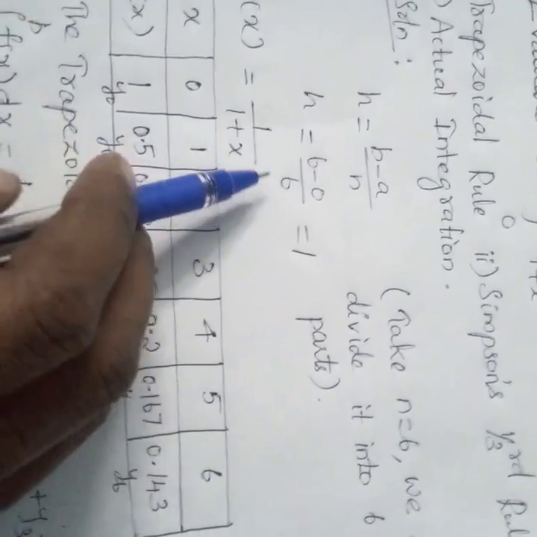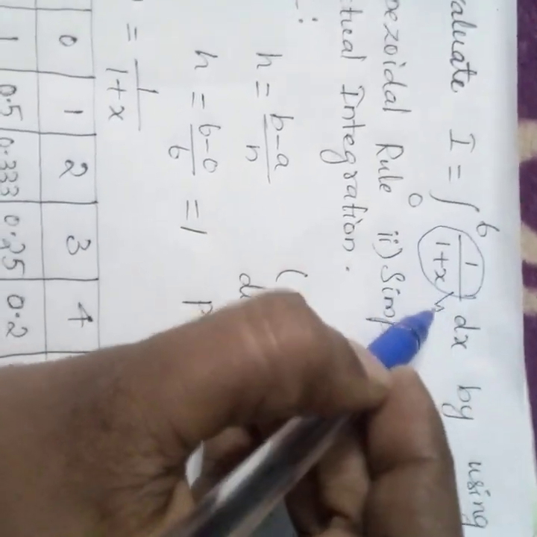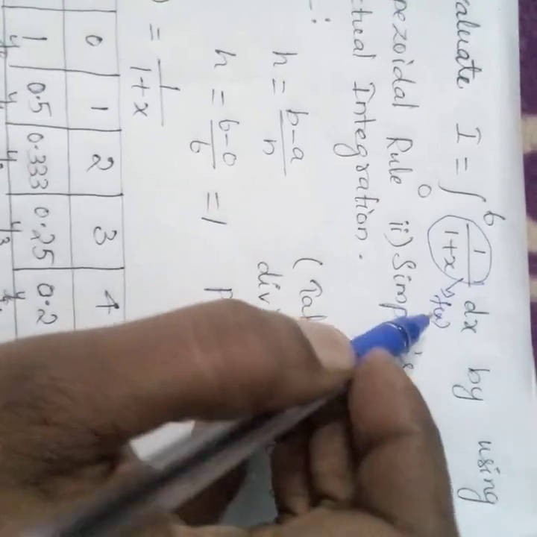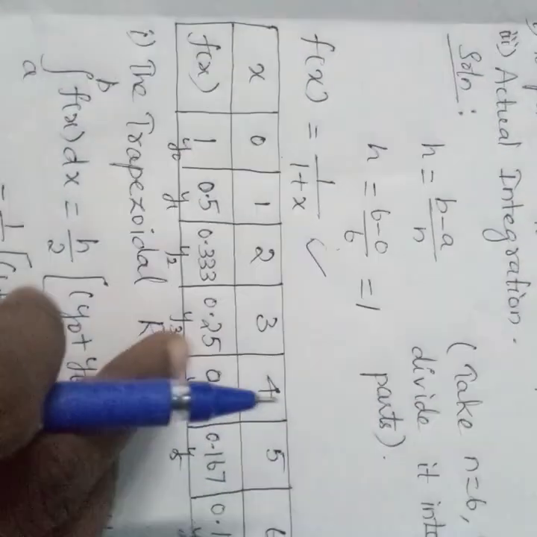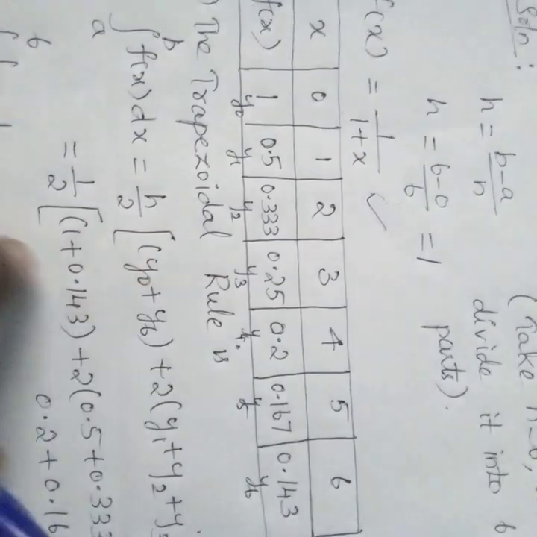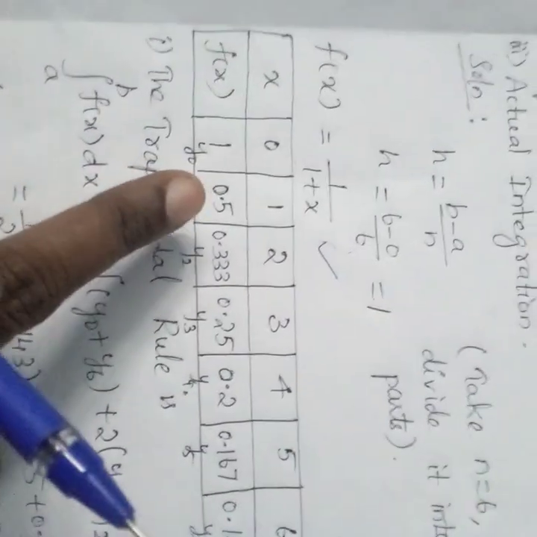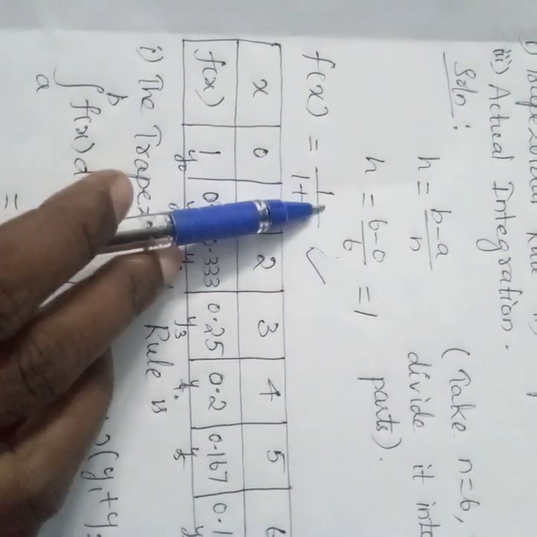And let us take, this is our function f of x. Okay, this is our function f of x. So let us take f of x is equal to 1 by 1 plus x. Now first find the table values. After that only we can apply these rules, trapezoidal and Simpson's rules. So first x, this is x, and f of x. F of x means 1 by 1 plus x.